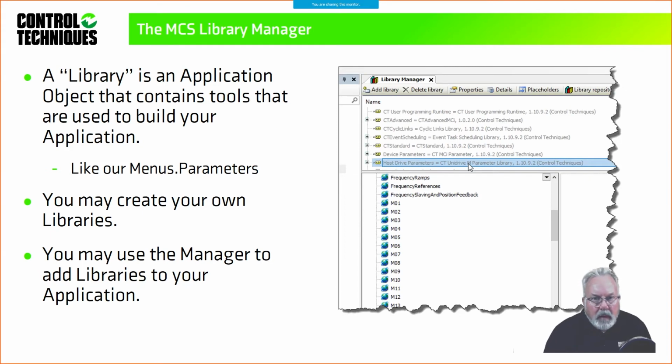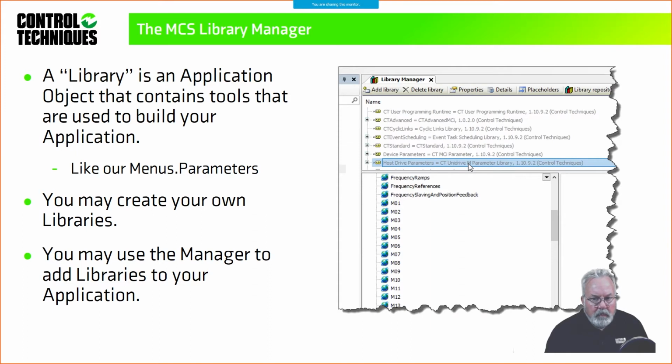Now let's look at libraries, and specifically the library manager. I touched on this just a little bit yesterday, and we've been pulling parameters out of the CT Uni M library. So now let's go look at the library manager. One of the very powerful things that you can do when using Machine Control Studio is you can create your own libraries. That's really, in my opinion, a very good argument for why you would use CodeSys Machine Control Studio.